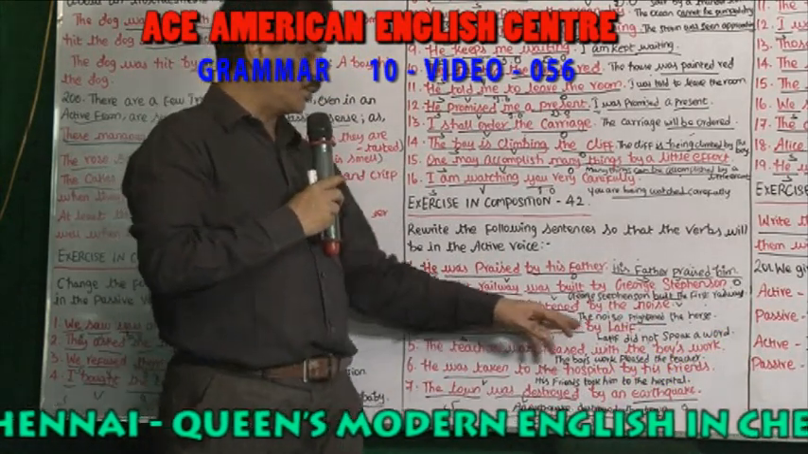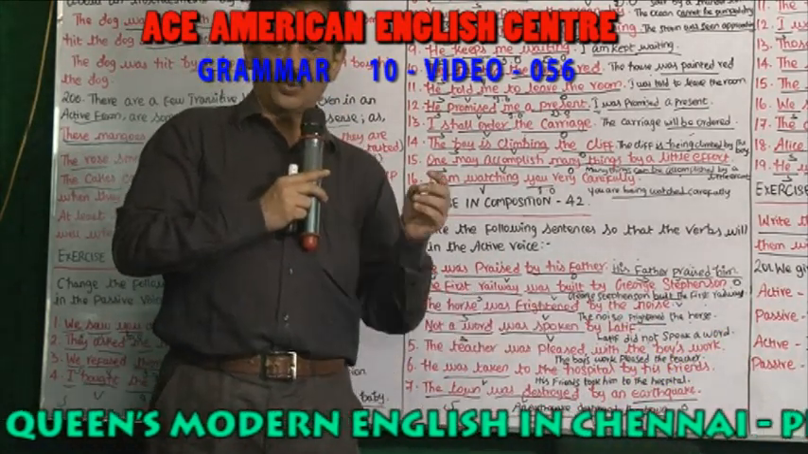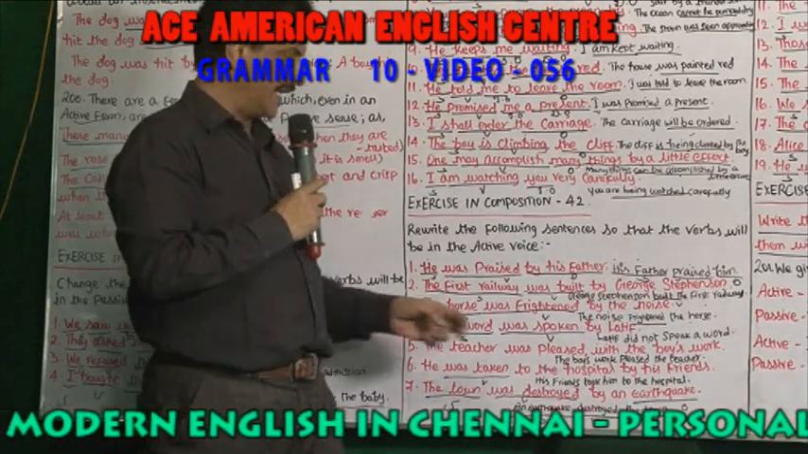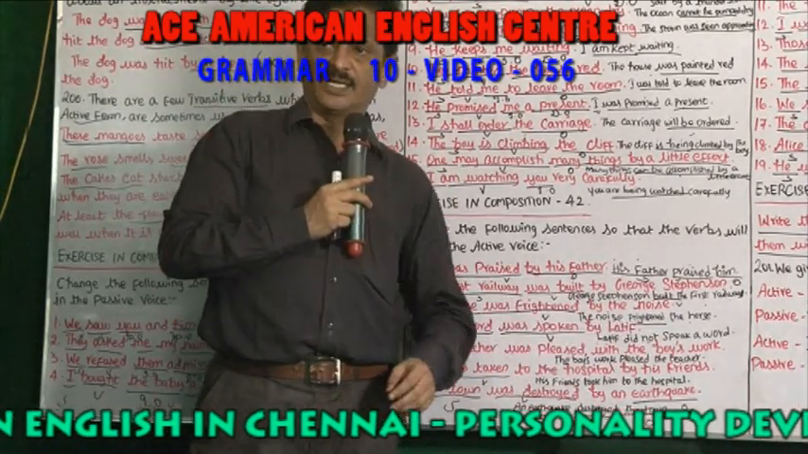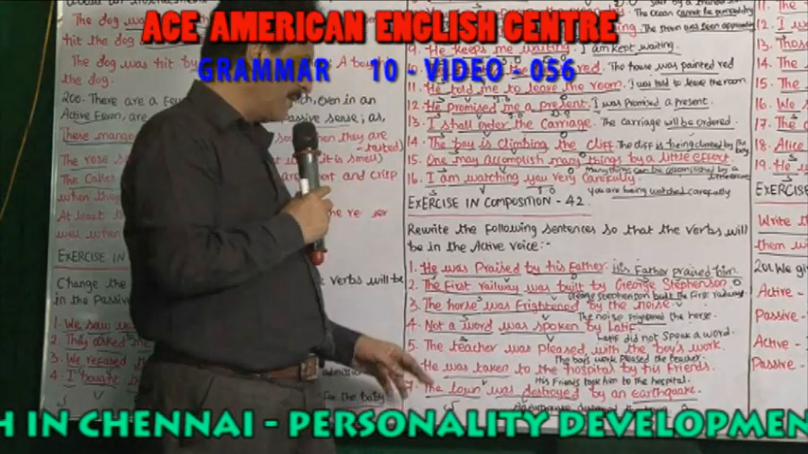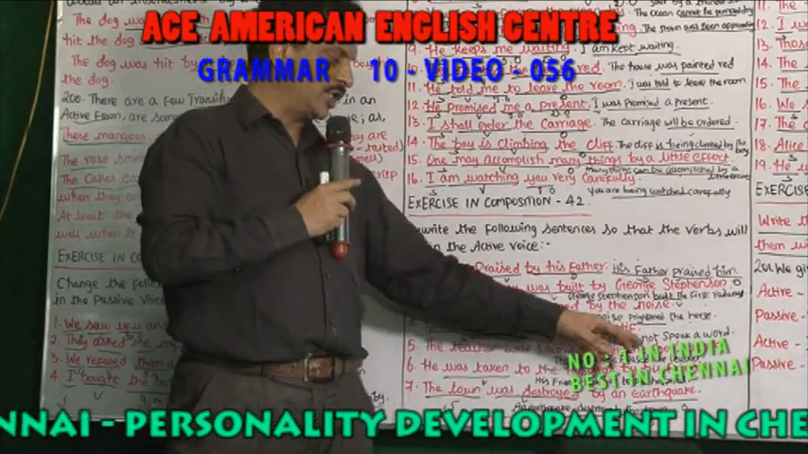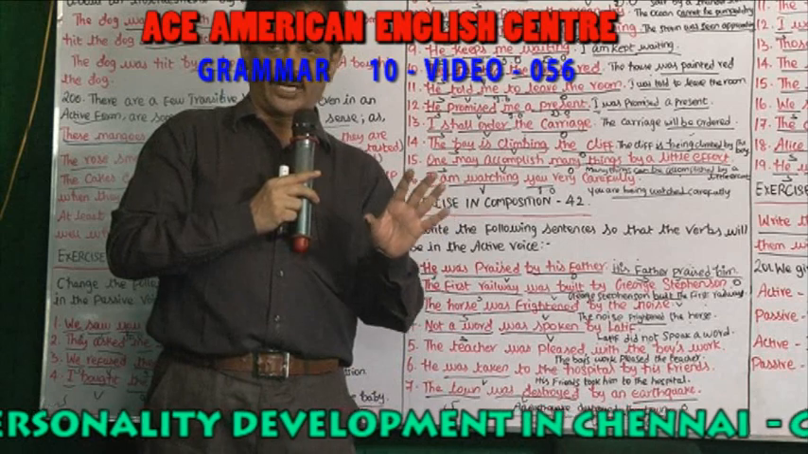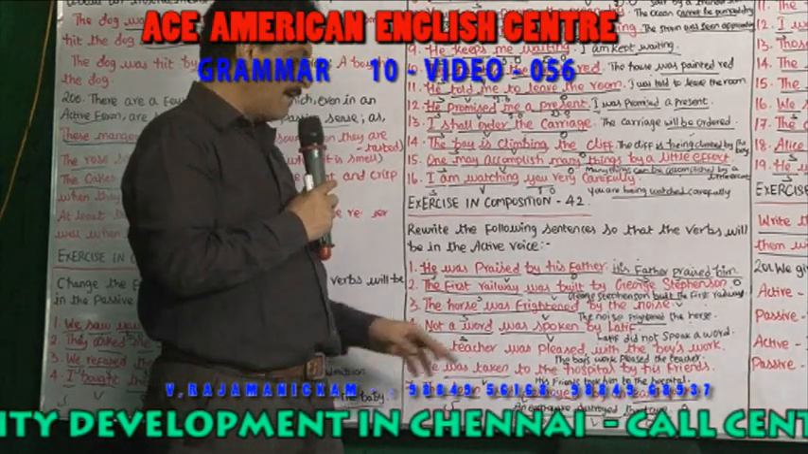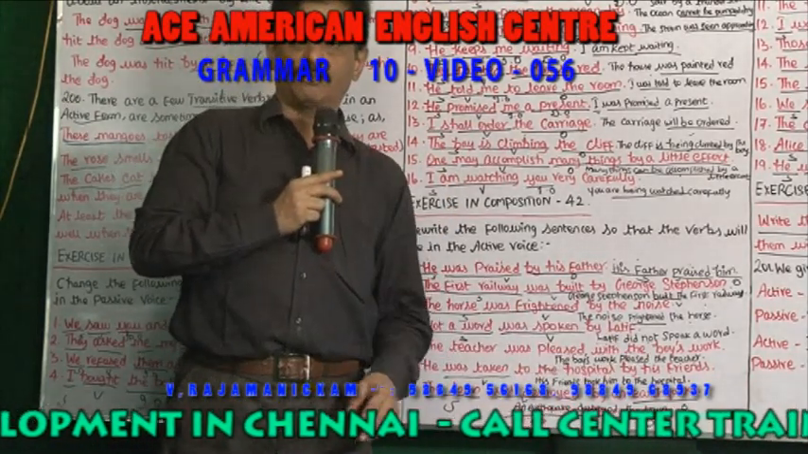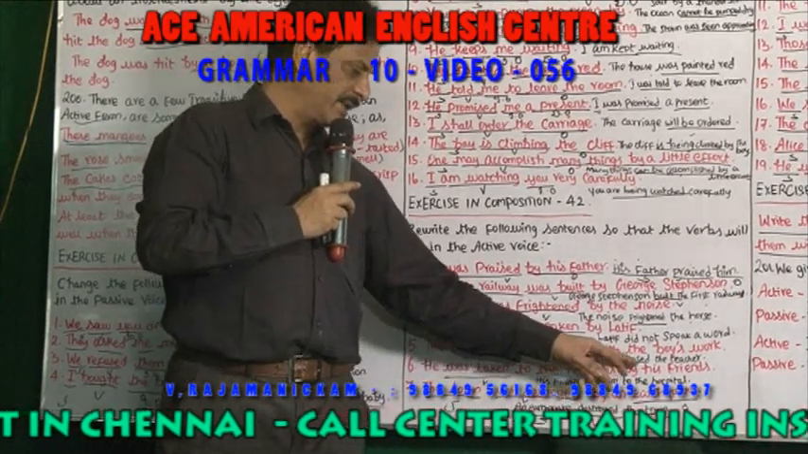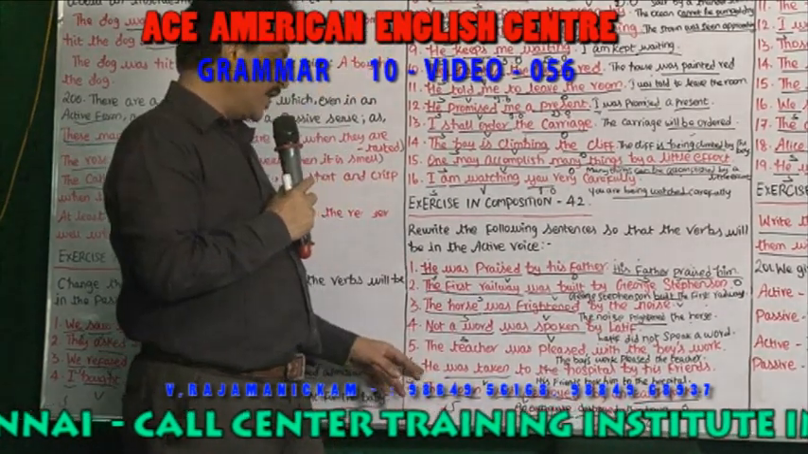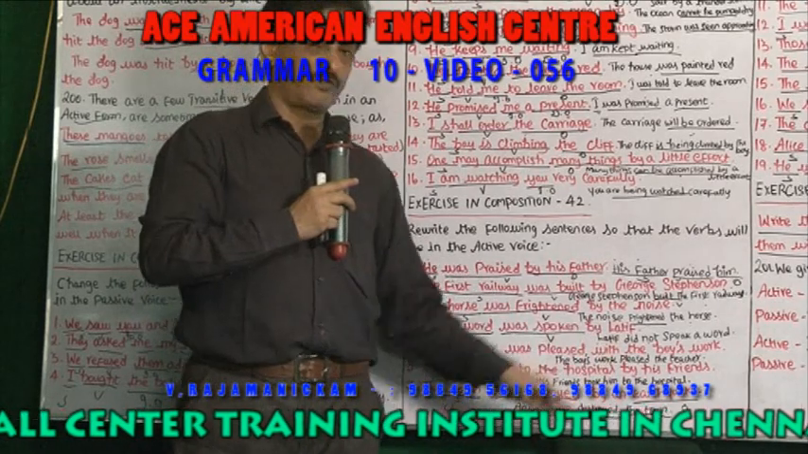Not a word was spoken by Latif. அப்போ ஒரு வார்த்தை கூட லட்டிஃபால் பேசப்படவில்லை. Latif did not speak a word. லட்டிஃப் ஒரு வார்த்தை கூட பேசவில்லை. The teacher was pleased with the boy's work. அந்த ஆசிரியர் அந்த பையனுடைய வேலையால் சந்தோஷப்பட்டார். The boy's work pleased the teacher. அந்த பையனுடைய வேலை ஆசிரியரை மகிழ்வித்தது. இது செய்வினை. He was taken to the hospital by his friends.